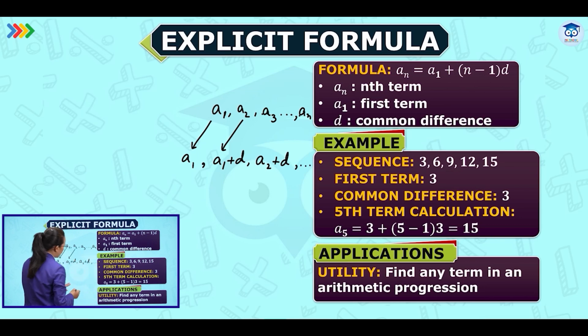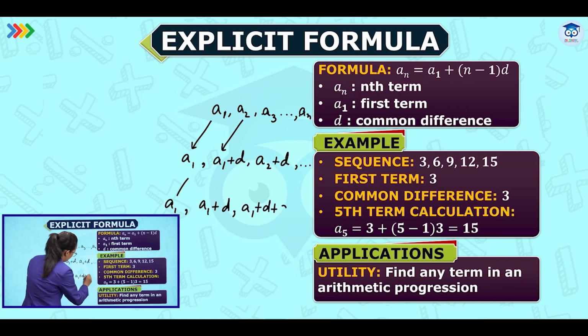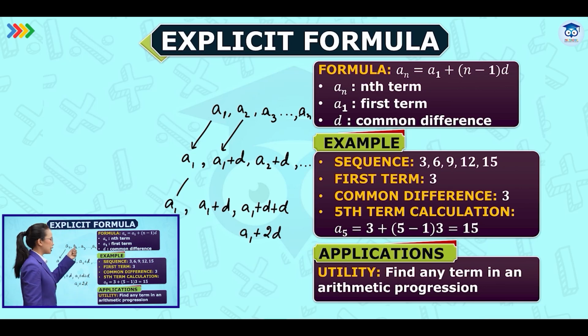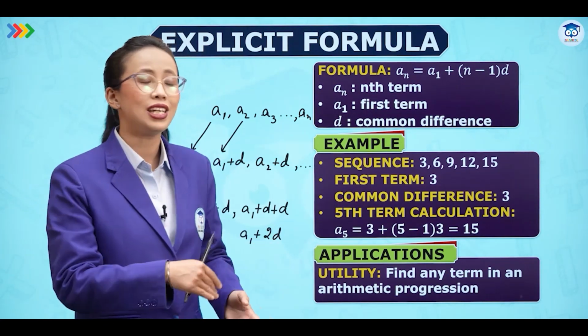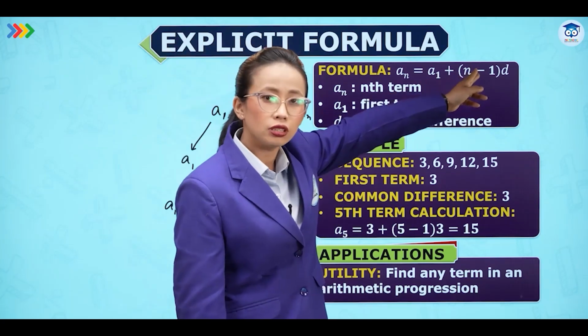The AN will be somewhere. It will be AN minus 1 plus D. Now when we look at this, we have A1, and A2 is A1 plus D. Now A3 we can substitute A2 here, and we have A1 plus D plus D, which is nothing but A1 plus 2D. So to calculate the second term, we have added the common difference one time. To calculate the third term, we are adding the common difference 2 times. So if you want to calculate the 10th term, you will be adding D 9 times, that is, 1 less.